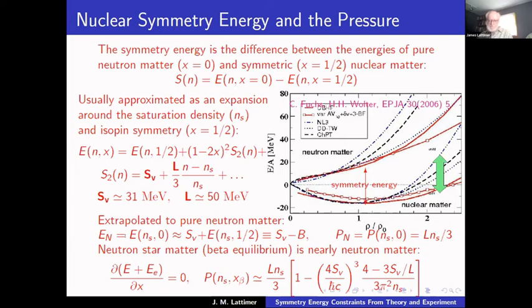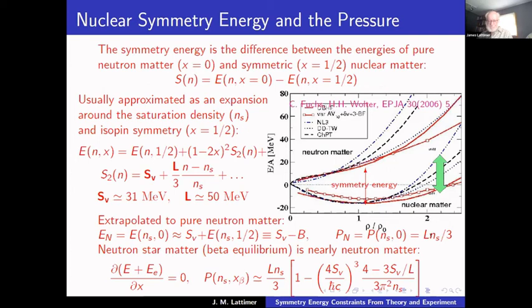And as long as this quadratic expansion is valid, we can extrapolate then to pure neutron matter, and that's just given in terms of the symmetry energy parameter and the bulk binding energy at saturation, value here around 16 MeV. The pressure of neutron matter at the saturation density is directly connected with this L parameter.